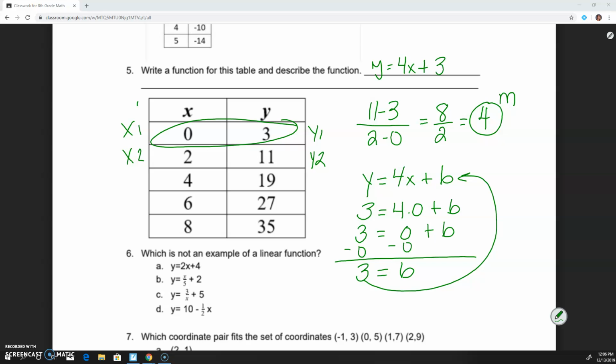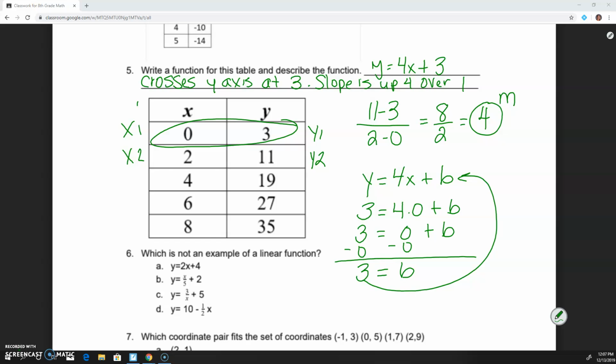Then you have to describe it. Somebody describe that to me. Crosses the y-axis at 3 and then goes up 4 over 1. Yep, so you'll say crosses y-axis at 3. Slope is up 4 over what? Over 1. Good job.